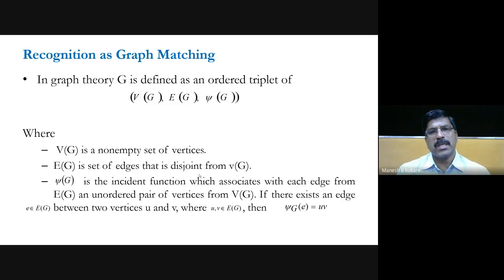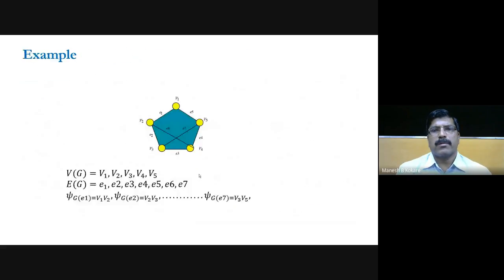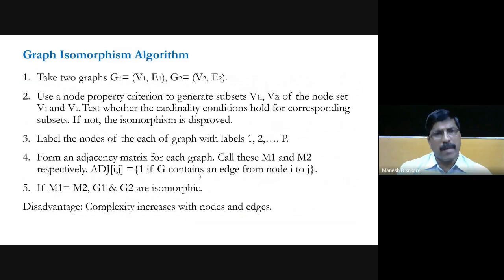So the first thing in graph isomorphism is that you have to test the cardinality condition. Cardinality condition means the number of vertices of graph 1 must be equal to the number of vertices of graph 2, and the number of edges of graph 1 must be equal to the number of edges of graph 2. If this holds, then we can say that there is a possibility that these two graphs are equivalent.